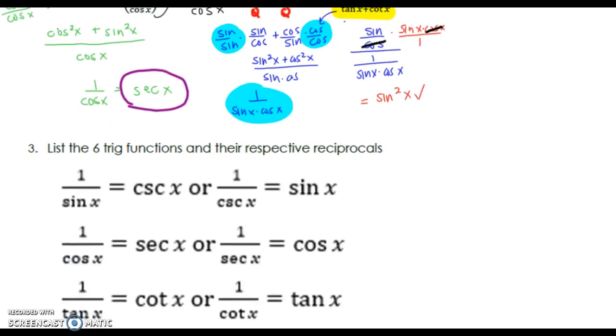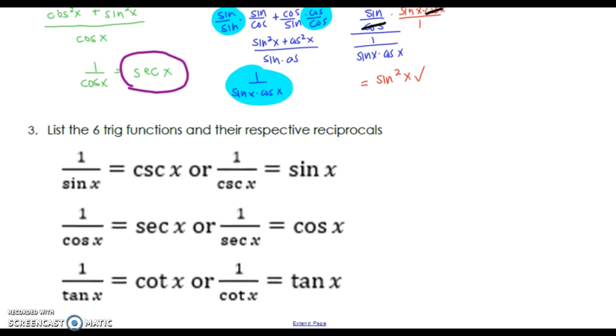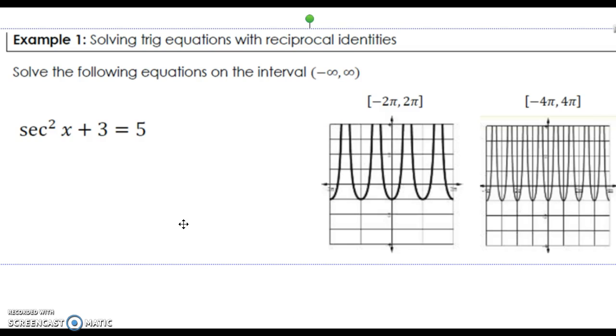And then from there, list the 6 trig functions and their respective reciprocals, which is probably from your notes or from your Pythagorean identity sheet. Just make sure they're written down, make sure they're correct, and make sure that you have them going both directions. What we're going to work with today are trig equations with reciprocal identities.